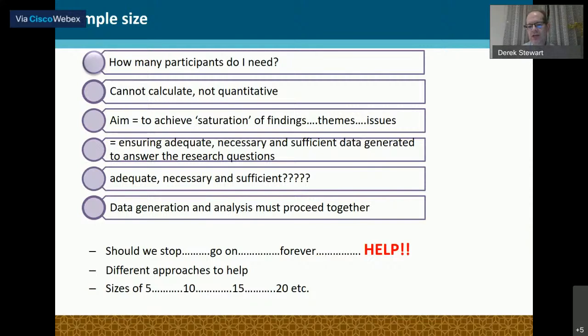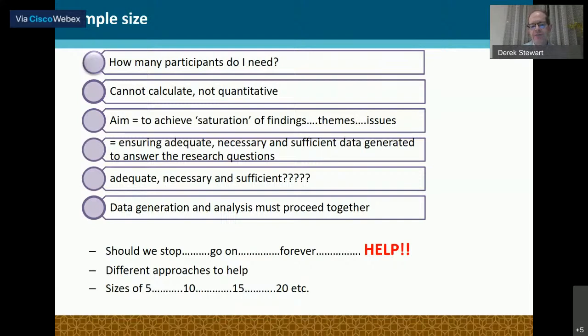So the data generation and the analysis have to go together. You can't interview 40 people and then start to do the analysis. So should we stop? Do we go on forever? Please help me to decide on this. It's difficult, and there are different approaches to help us decide on that.